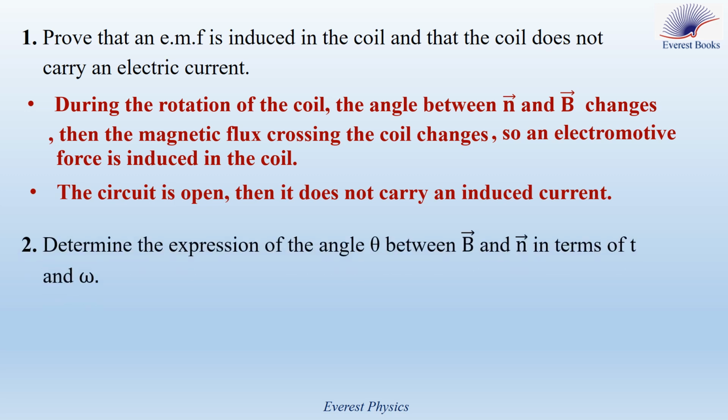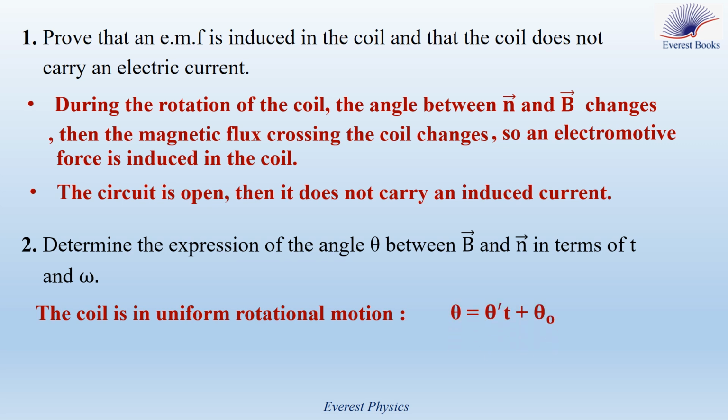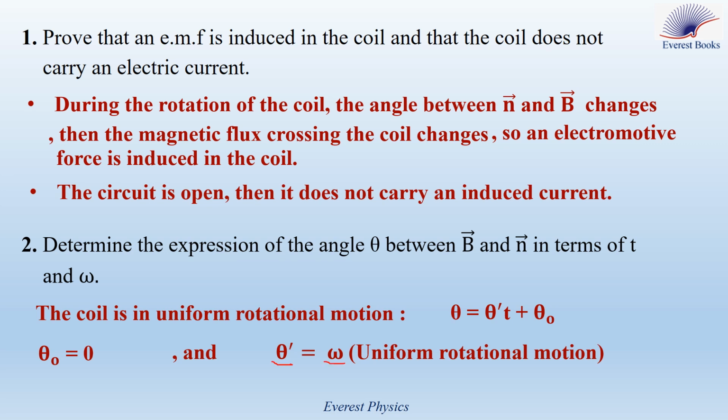Number 2. Determine the expression of the angle theta between B and n in terms of t and omega. Since the coil is in uniform rotational motion, or since the angular velocity theta prime of the coil is constant, theta can be written as theta prime t plus theta 0. Theta 0 is the initial angular abscissa, which is equal to 0 as given, and we know that in uniform rotational motion, the angular velocity is equal to the angular frequency omega. Therefore, the angular abscissa theta can be written as omega times t.